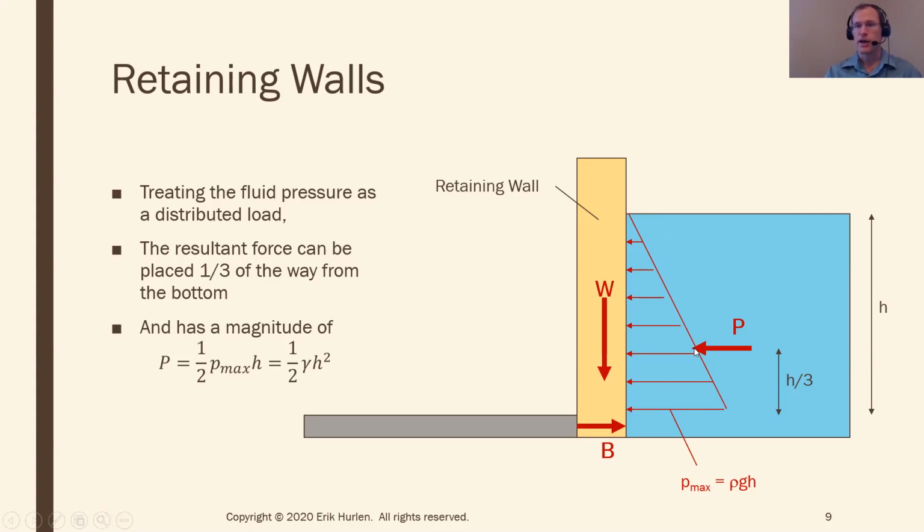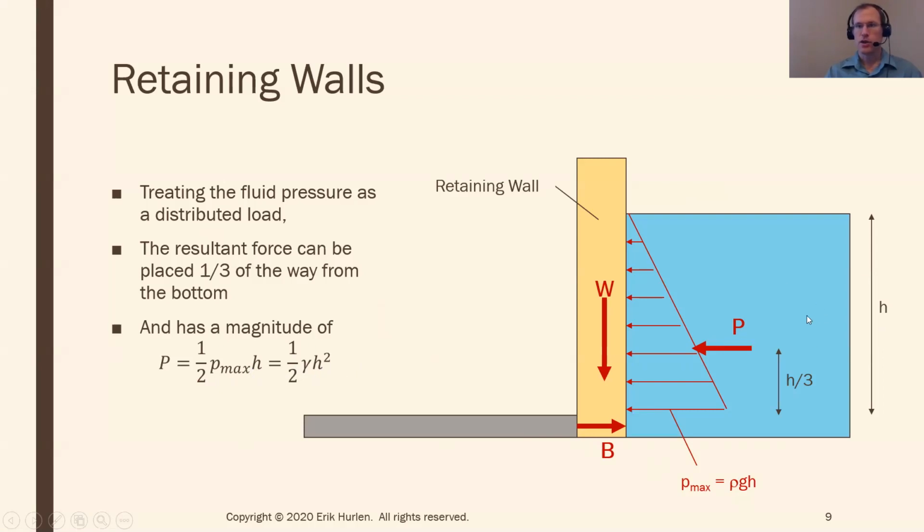We know that we can replace this triangular distribution function by a single point load, 1/3 from the big end, equal to the area of this triangle. The area of the triangle: I have some maximum pressure, rho g times h, and the base of this is some height h. So 1/2 base times P max, and P max is gamma times h. Overall, 1/2 gamma h squared is the total value of that pressure force from the fluid.